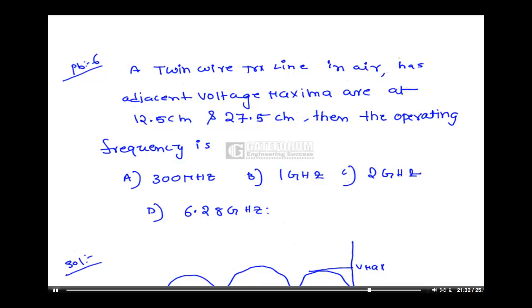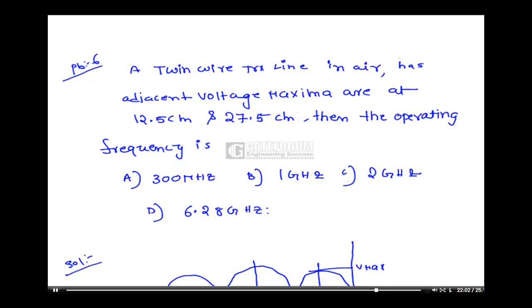Here their given thing is adjacent voltage maxima. The adjacent voltage maxima are at 12.5 centimeters and 27.5 centimeters. That is, we have to always consider from the load end. So from the load end, the first maxima is at 12.5 and the second maxima is at 27.5. Now, what is the operating frequency?